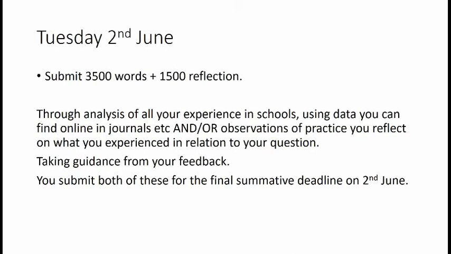school. So you do very much have to think of a question that you can actually write about, that isn't you reinventing the wheel of your knowledge, that is something that you're interested in, and that you can find empirical data, secondary data from other sources, and you're able to critically analyze that information and think about what it means in terms of the experience that you've reflected on in schools. And you need to submit both of those for the final summative deadline on the 2nd of June.